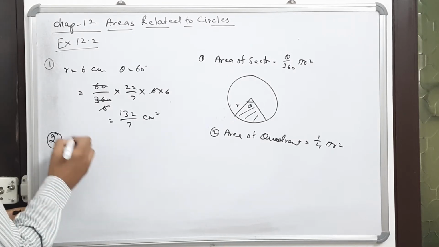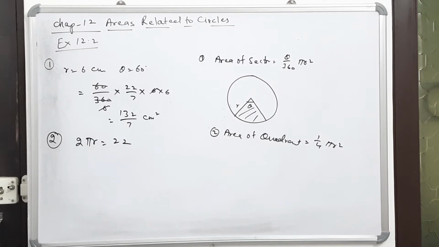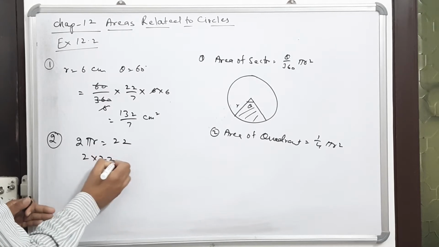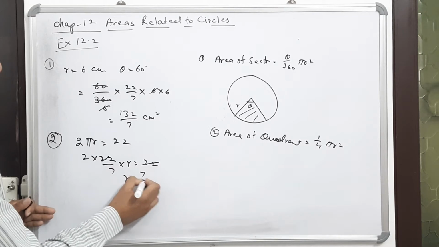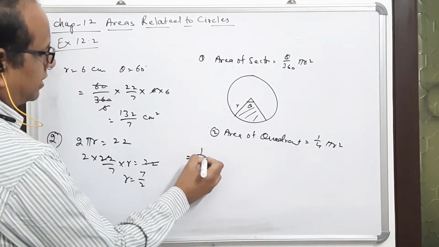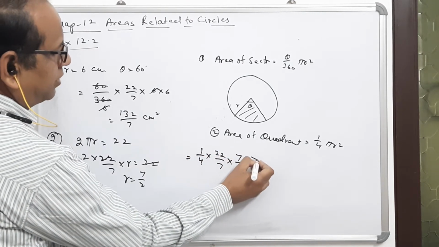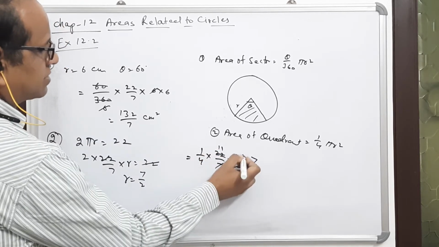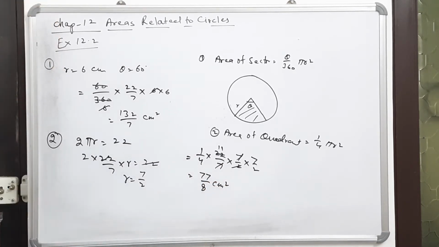Here the important part is the radius is not given, the circumference is given. So 2 pi r equals 22. So it is 2 into 22 upon 7 into r is 22, and 22 cancelled. So the value of r is 7 by 2. And now we can apply the formula. So it is 1 upon 4, 22 upon 7, 7 by 2 and 7 by 2. So this 2 11 times and this is 7 times. So answer is 77 upon 8 centimeter square.